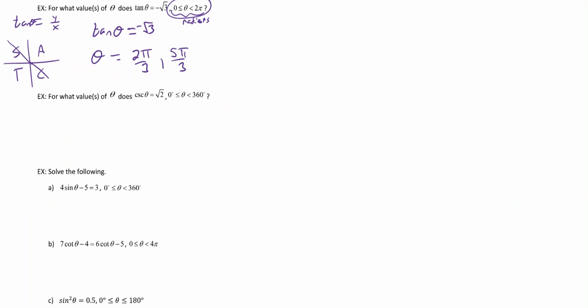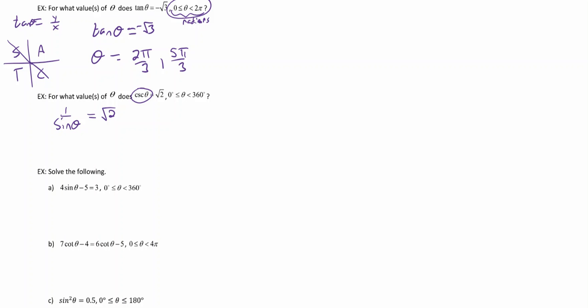Okay, so for what values of theta does cosecant theta equal root 2? All right, so what I recommend is whenever you get one of the reciprocal functions, like cosecant or secant or cotangent, change this into one of our sine, cos, or tan, because those are easier to locate on our unit circle. So cosecant is the inverse of sine, right? So I'm going to rewrite this as 1 over sine theta is equal to root 2.